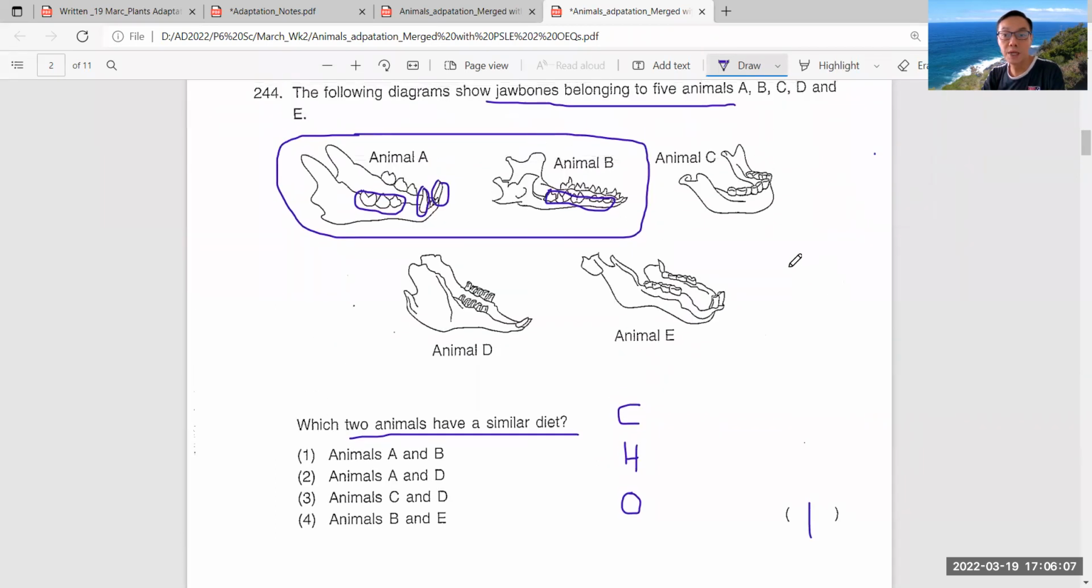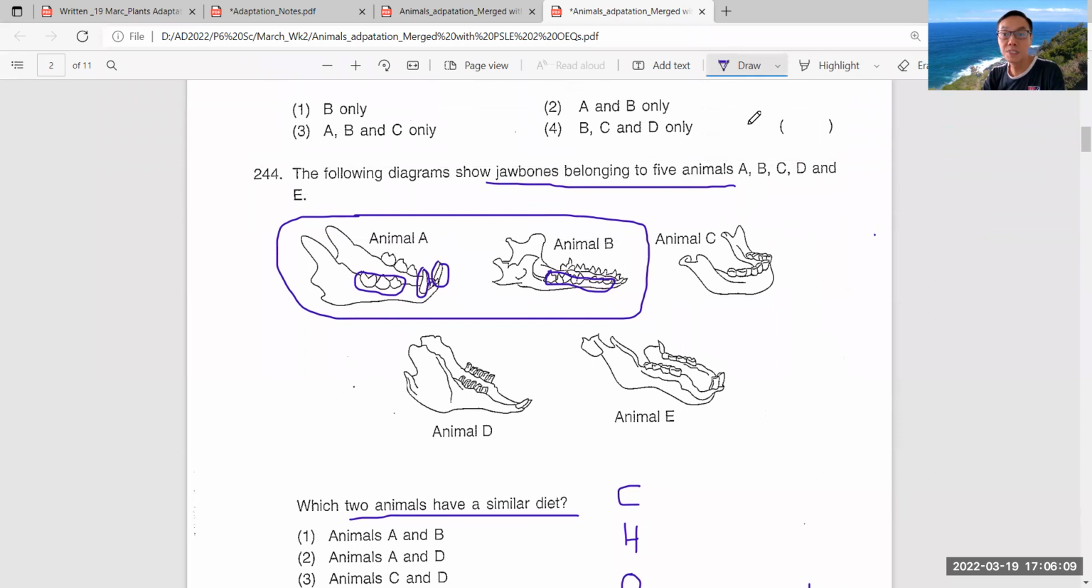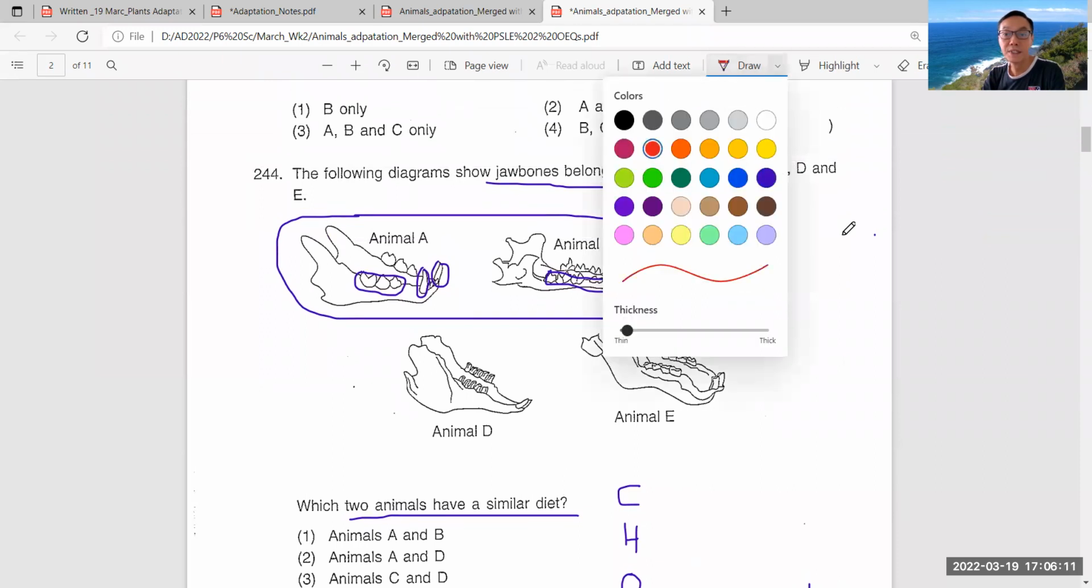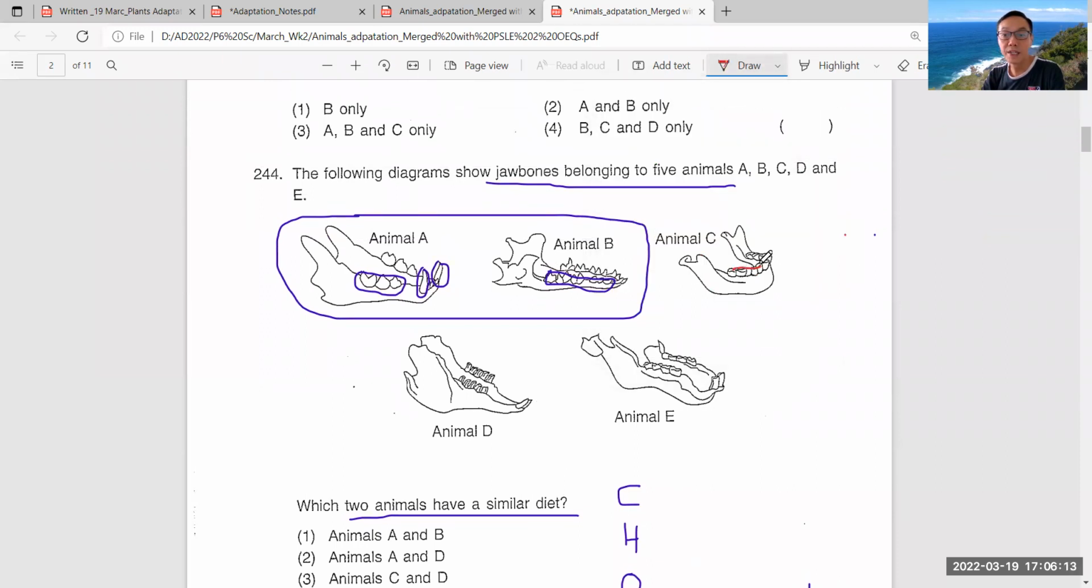Okay, if you look at the other one, there's animal C, right? They have all blunt teeth. You can see all the flat ones. So this is confirmed, this is a herbivore. Okay, and then this one is sharp, right? This one is a bit flat. So quite likely animal D is an omnivore. And similarly for this one, also an omnivore. This one is a bit sharp, and these are flat.